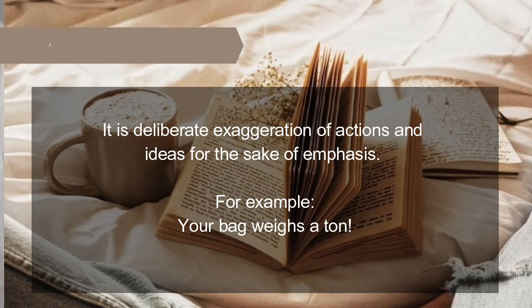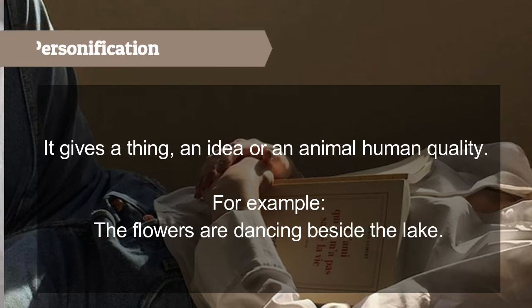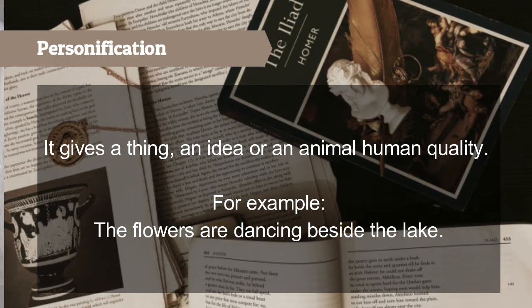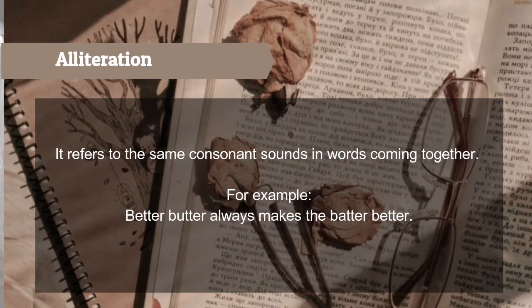Third is the hyperbole. It is deliberate exaggeration of actions and ideas for the sake of emphasis. For example, your bag weighs a ton. Fourth is the personification. It gives a thing, an idea, or an animal human quality. For example, the flowers are dancing beside the lake. Fifth is the alliteration. It refers to the same consonant sounds in words coming together. For example, better butter always makes the butter better.